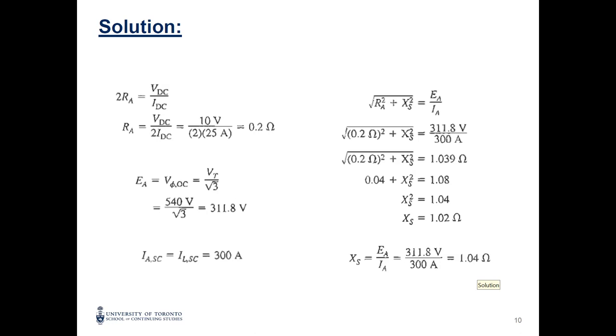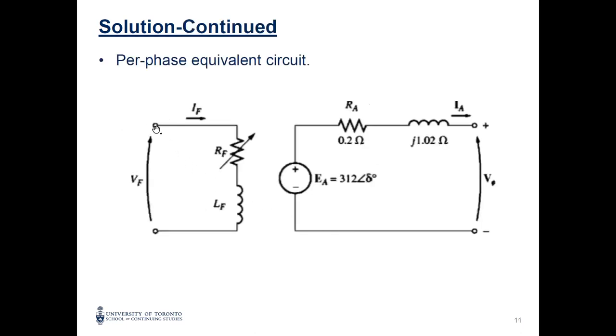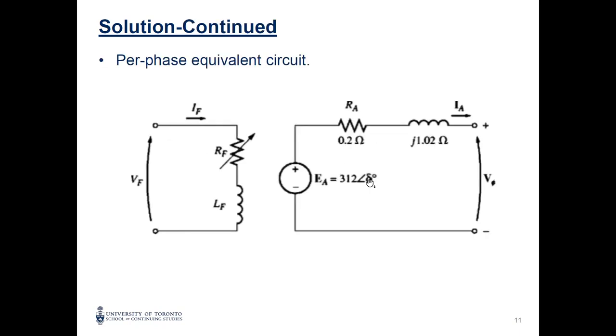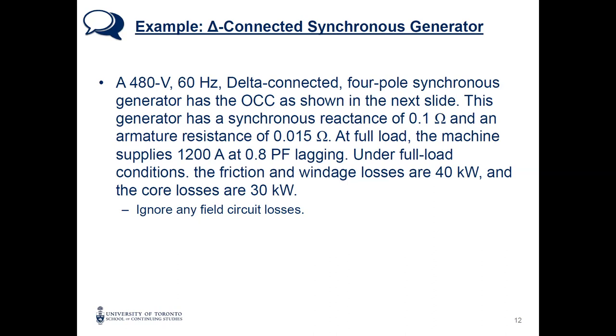Okay. Any question before we go to the next example? So you can see actually the values here. And this is EA. So you can see EA per phase, it's almost 312. Angle delta, we don't know the angle, right? Okay. Before we continue the examples, let's have a quick break, 10 minutes break.